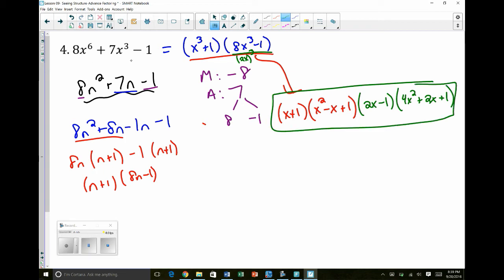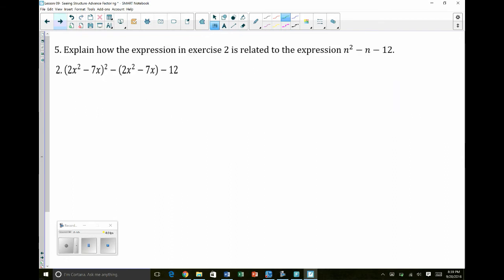I'm looking for and making use of structure, saying this looks like 8n squared plus 7n minus 1. Number 5, explain how the expression in exercise 2, which I've copied here, is related to the expression n squared minus n minus 12. Well, we use this. Now I just want you to write it out in words that instead of having a 2x squared minus 7x, I have an n. This is something squared minus something minus 12. Instead of using a chicken nugget like we did in class, I used an n. So they're related, they have the same structure, but this one just has a 2x squared minus 7x plugged in wherever I had an n in that expression.